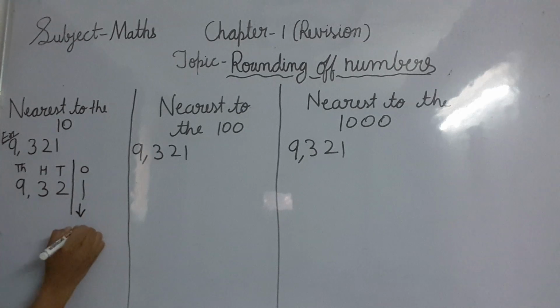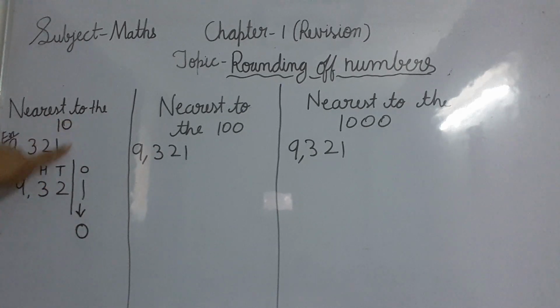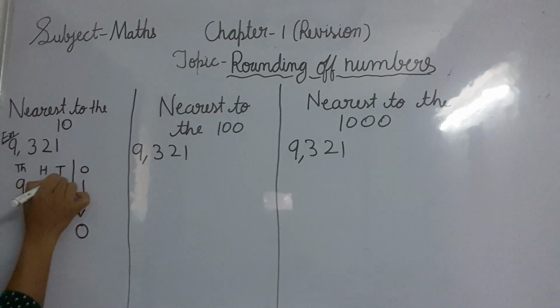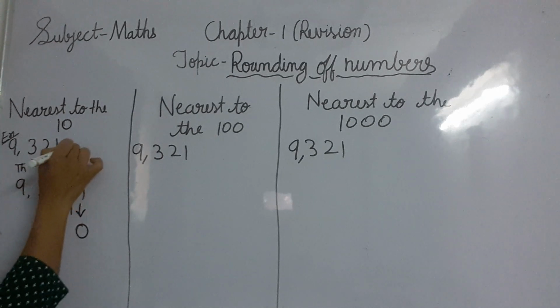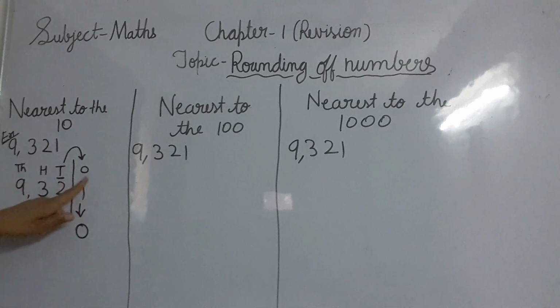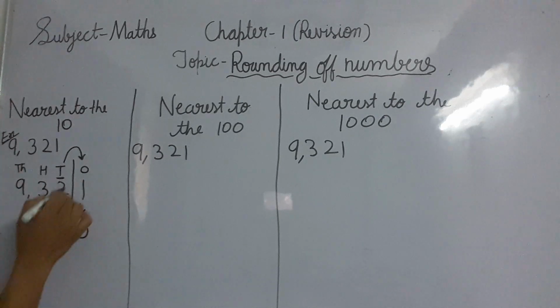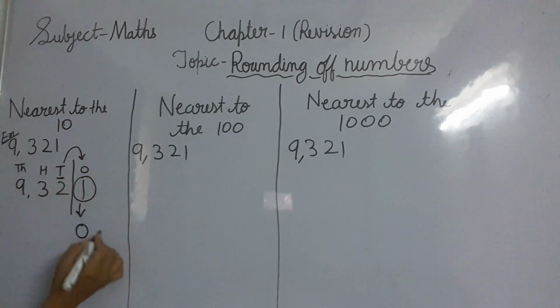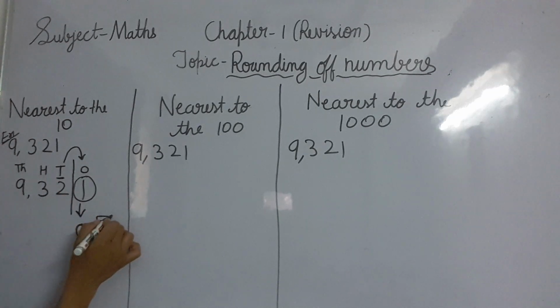So convert it into 0. Yes. And because we are doing nearest to the 10, before the one digit, this number we have to compare with 5. Yes. So it is less than 5.